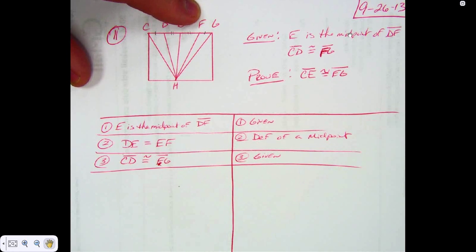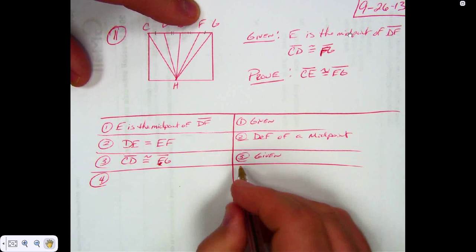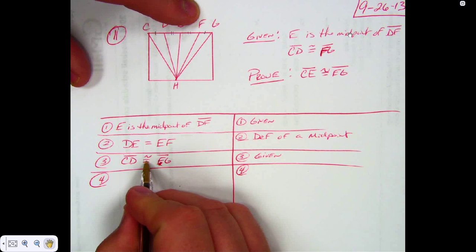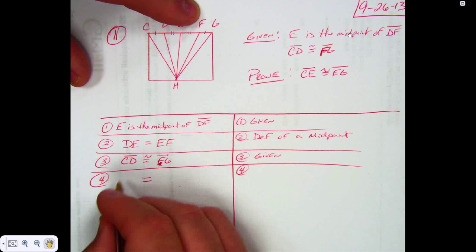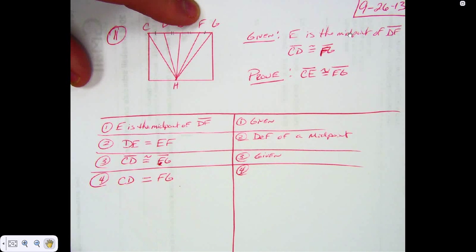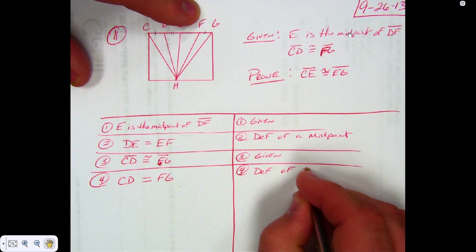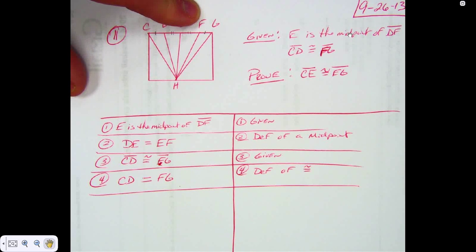Well, what in this section have we had to do every time we had congruency? What have we got to do straight underneath it? CD is equal to FG. I went from congruency to equality. I basically say that the distances are then equal. This is the definition of congruency. Everybody with me there? Yes.